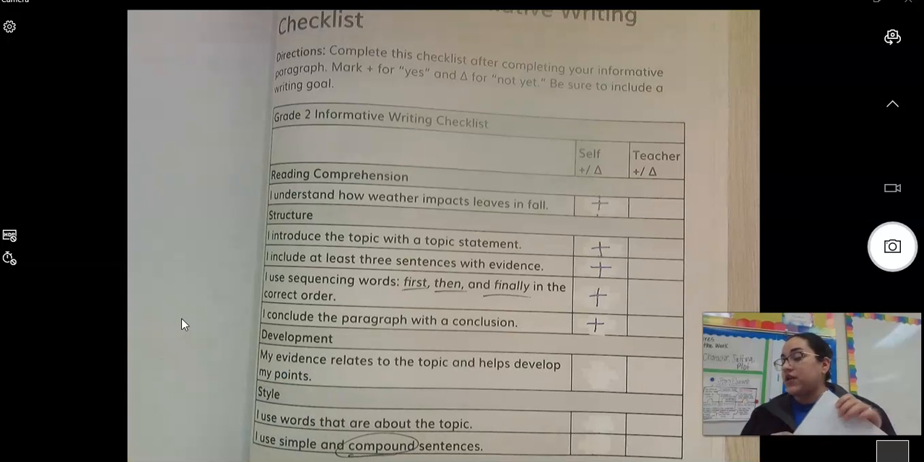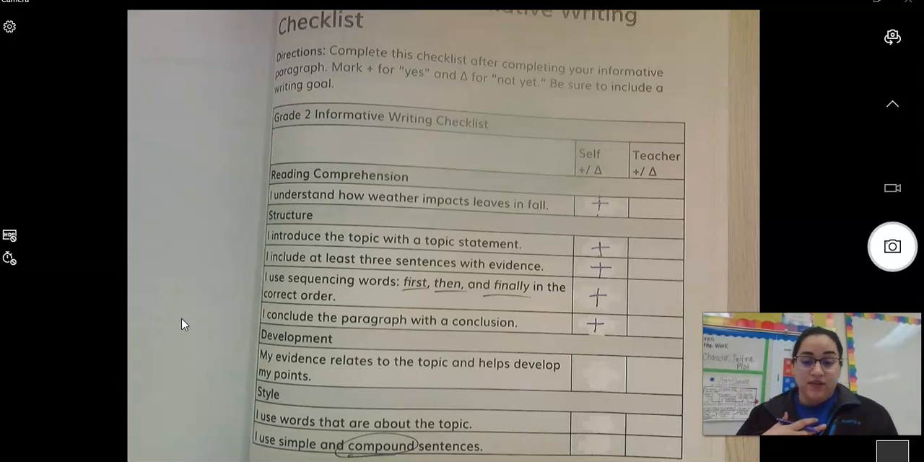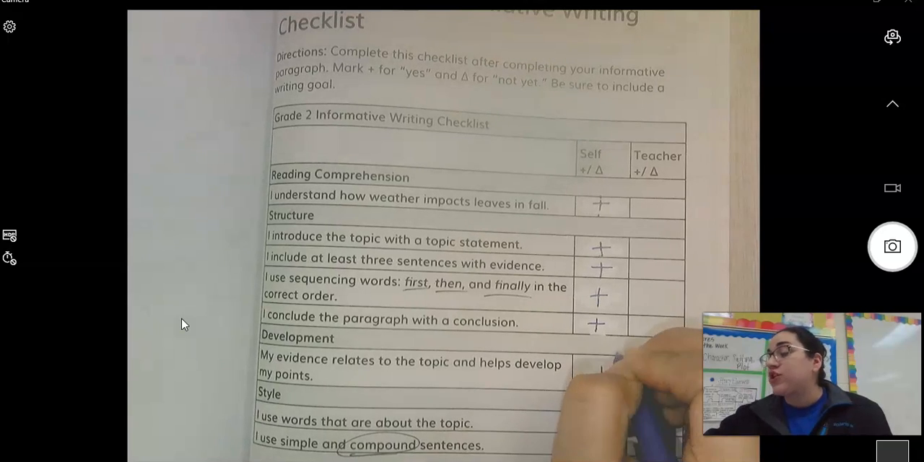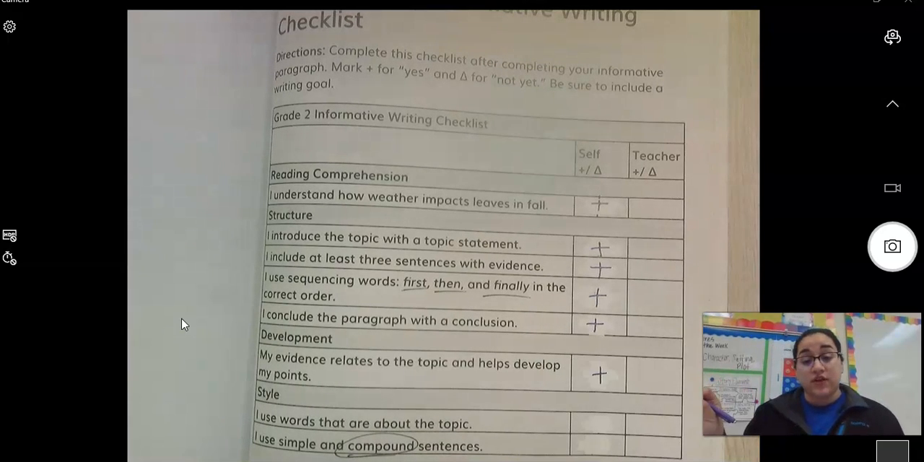Next one, my evidence relates to the topic and helps develop my points. So I feel my evidence does relate to the topic. It talks about the leaves being green. It talks about the chlorophyll. So I am going to put a plus, but make sure that you look at this one very carefully. Did you use evidence from the evidence chart? Then you put a plus. If you used evidence that you remembered or that might not be part of the topic, then make sure you put a triangle.